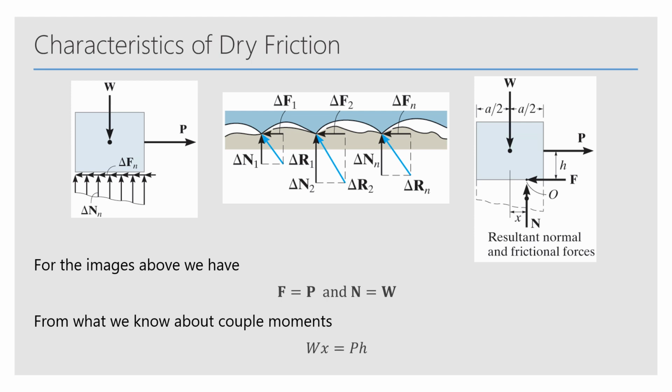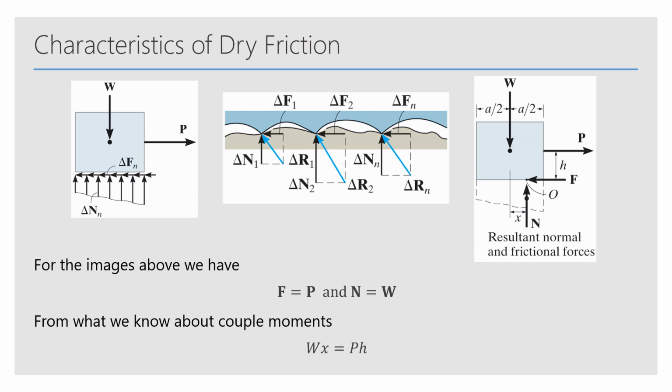From what we know about couple moments, we see from the picture all the way on the right that when you have a box that's experiencing motion, if we take a look at the variables P and F, this looks similar to what we saw for couple moments, where there's a distance between them. Here we show it as h. So in order for this box to be stationary and not moving, the moment that's created from pushing the box must be in equilibrium with the moment that's created from the box being pushed down by gravity or weight.